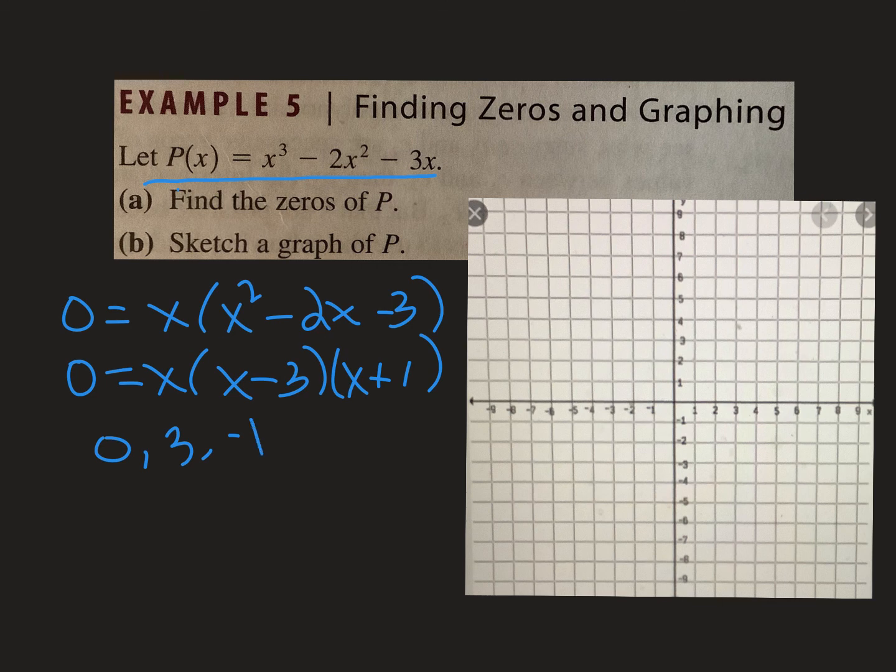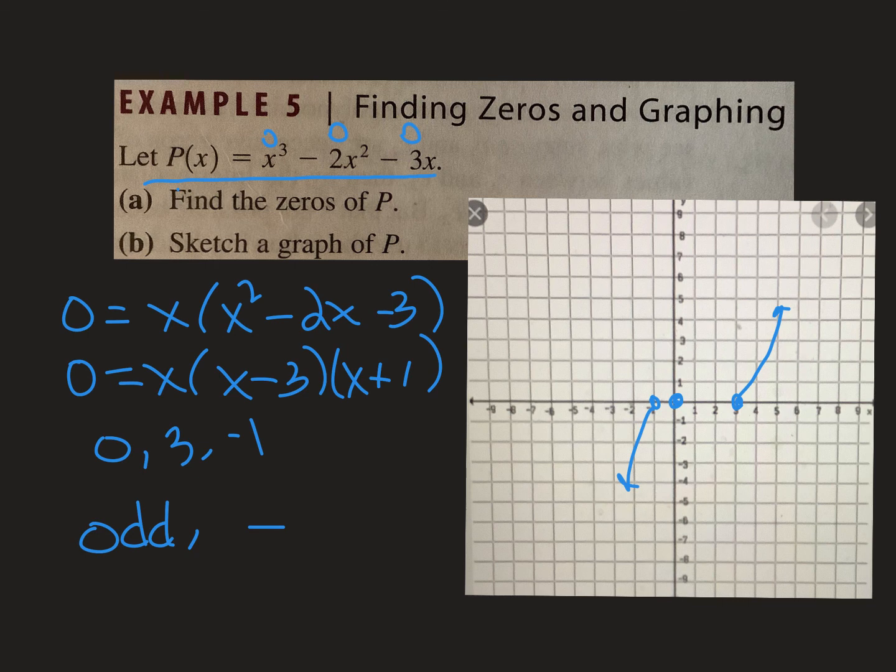So I'm going to plot those. 0, 3, and negative 1. Those are my zeros. Those are my x-intercepts for sure. Now my y-intercept you can find just by plugging 0 into your initial function. If I plug 0 in here, the y-intercept is 0, which I already have, obviously. I got a point at 0, 0. Now, also notice the degree was odd. Leading coefficient's positive, which means it's going to go down this way on the left, it's going to go up this way on the right.